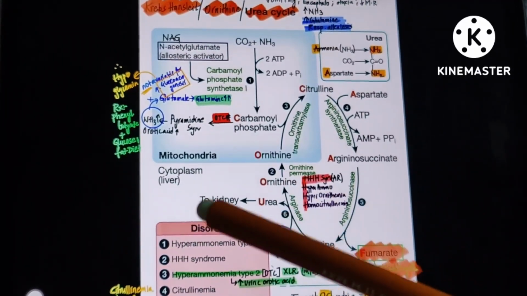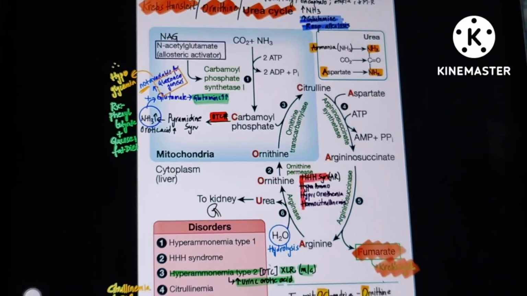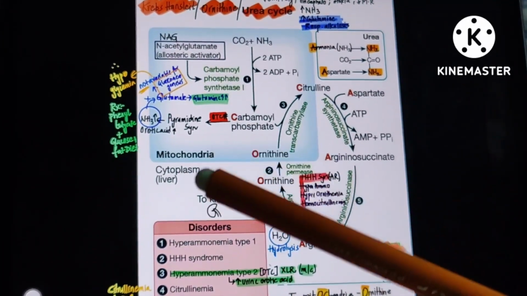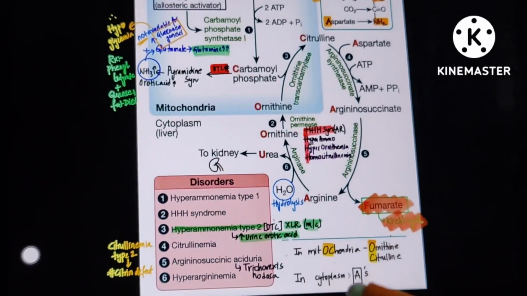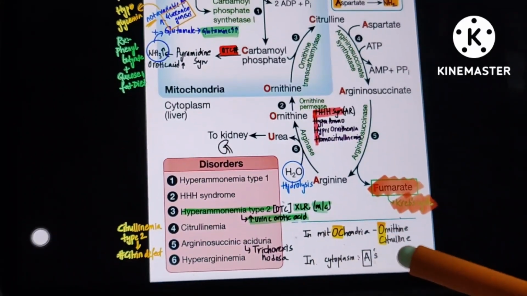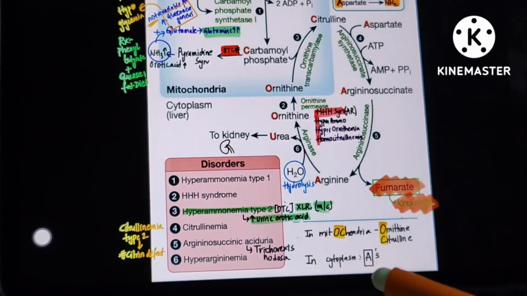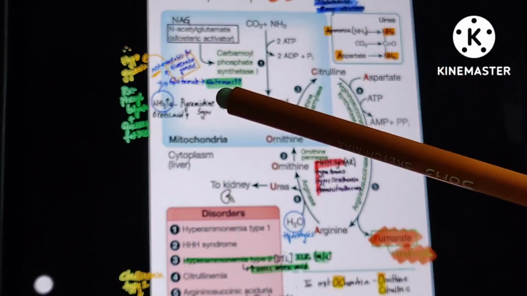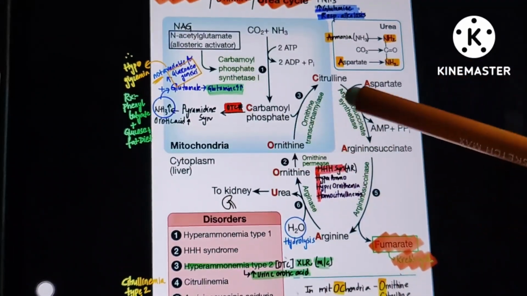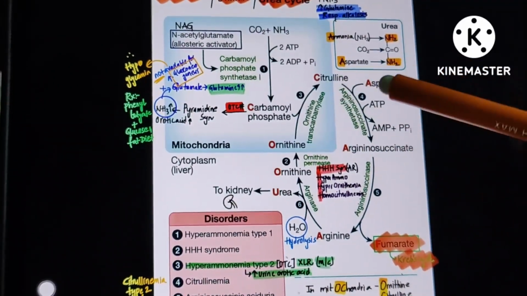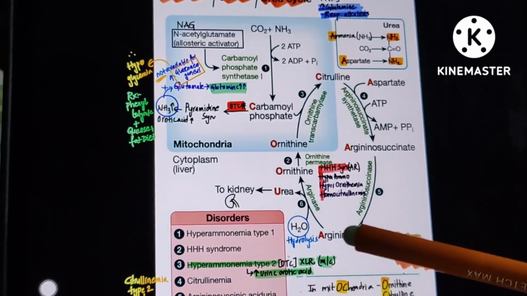When we discuss about the enzymes in the mitochondria and cytoplasm, mitochondrial enzyme starts with O or C. So C is carbamoyl phosphate synthetase 1, O is ornithine and all. Whereas cytoplasm is all about A: aspartate, argininosuccinate, arginine, argininosuccinate synthetase. So everything is about A in cytoplasm, whereas mitochondria it is O and C.